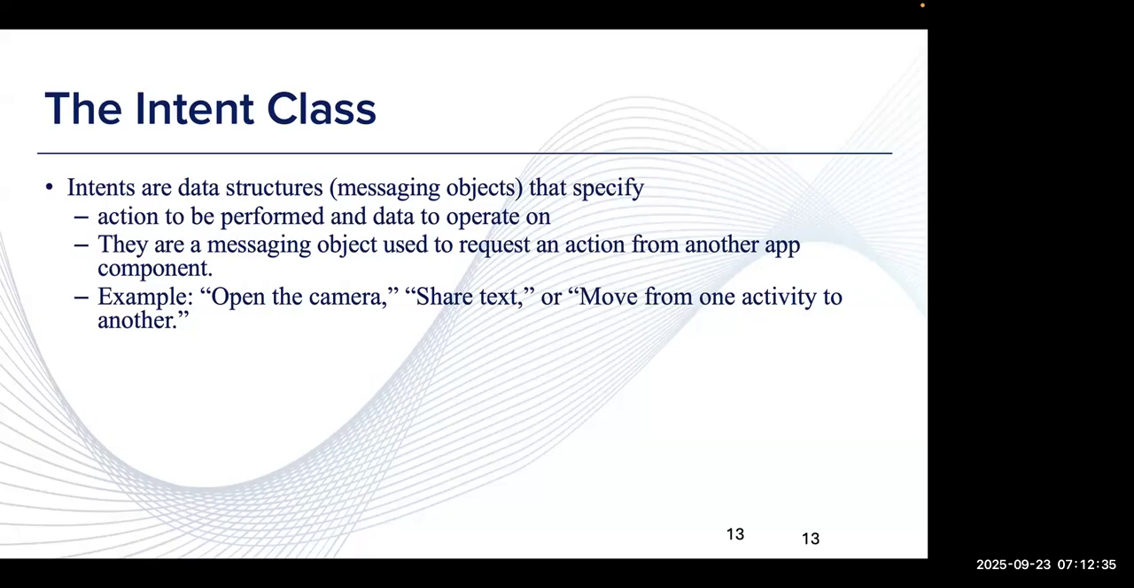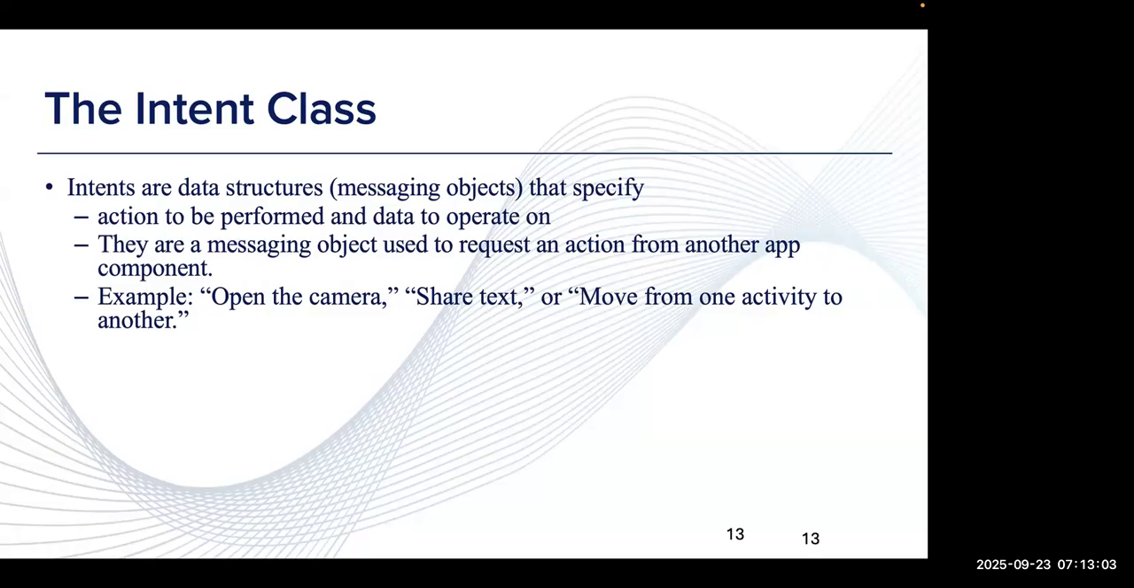So for example, in our case, when we have the BMI view model and we press the heart rate button, we're going to be using an intent to open up the heart rate activity. So in this case, we're moving from one app component, the main activity, to a second activity, which is the heart rate activity.